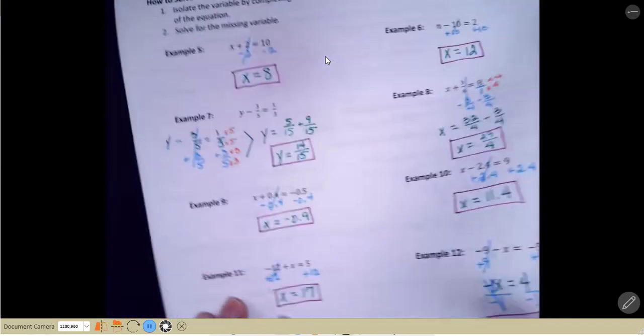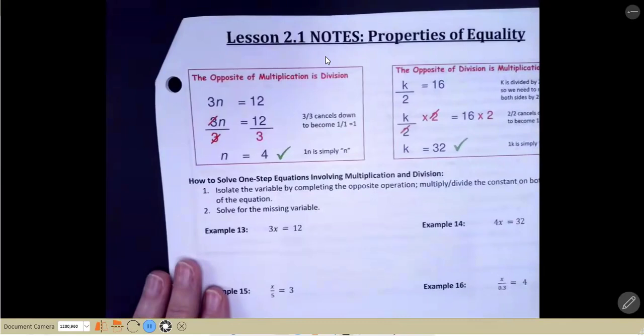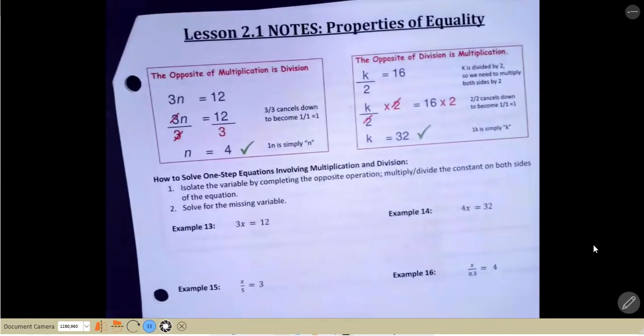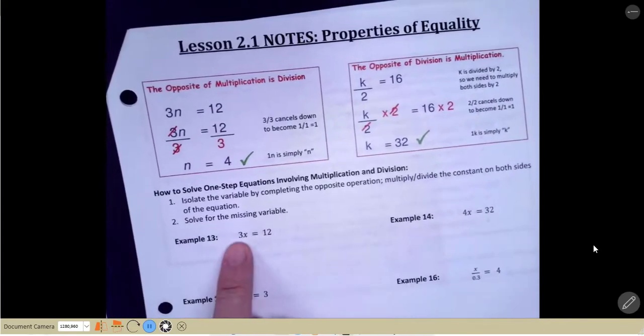Okay, let's go to page 3. All right. So now we're moving over to the multiplication property of equality, where you are either multiplying or dividing both sides by the same number. So your goal here is to isolate the variable by completing the opposite operation.